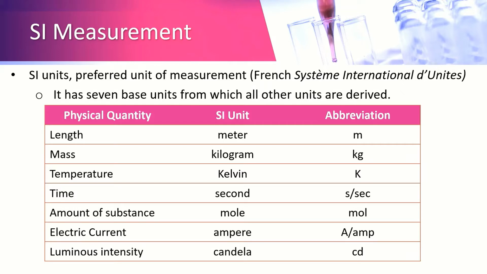Temperature, the SI unit is Kelvin, abbreviated as capital K. Time, the SI unit is second, abbreviated as s or sec. Amount of substance, the SI unit is mole, abbreviated as mol. For physical quantity electric current, the SI unit is ampere, abbreviated as capital A or amp. And luminous intensity, with an SI unit of candela, abbreviated as cd.